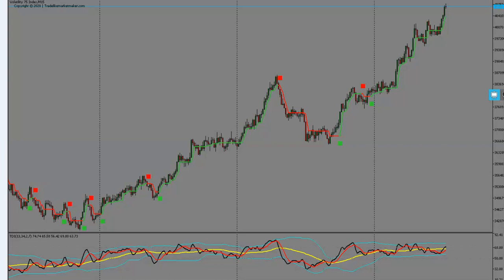With the system, you can be 90% consistent, and you can trade without fear. How comfortable it is to trade without fear.